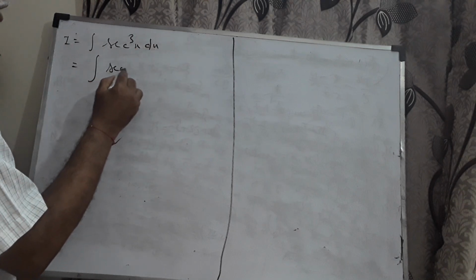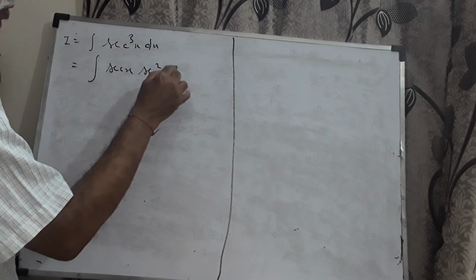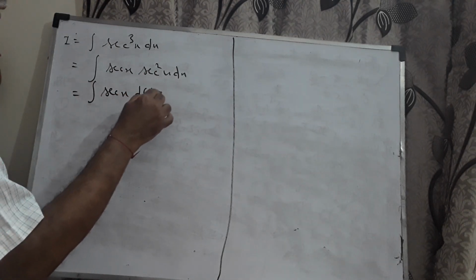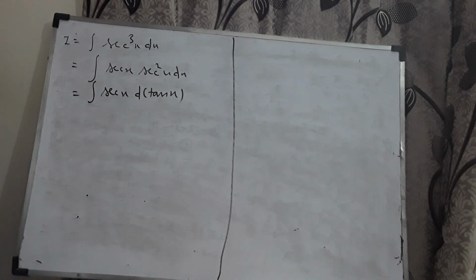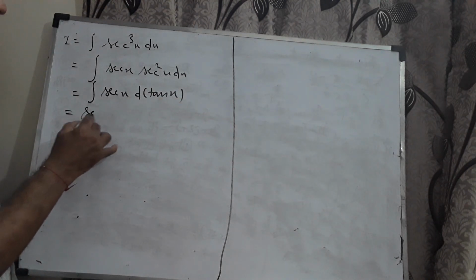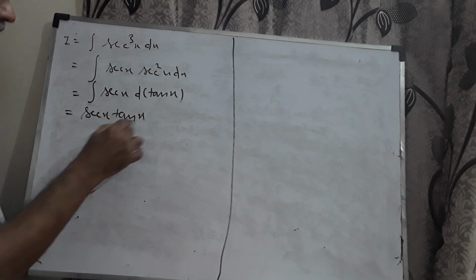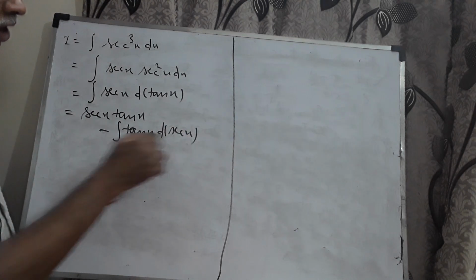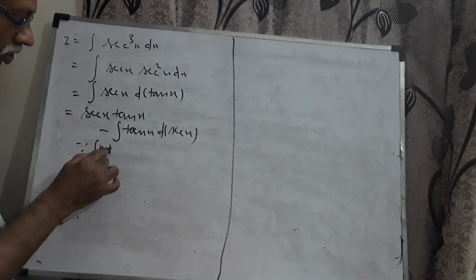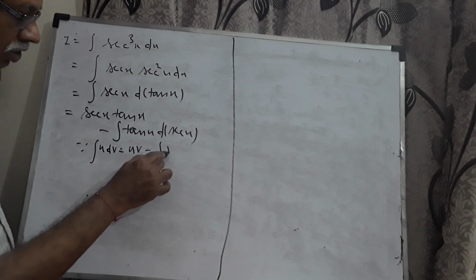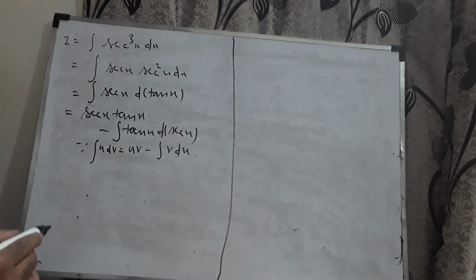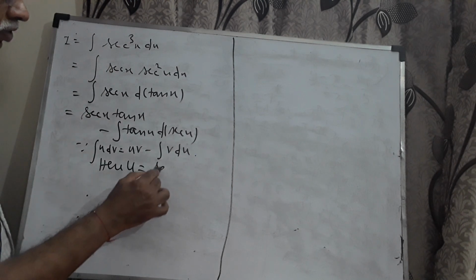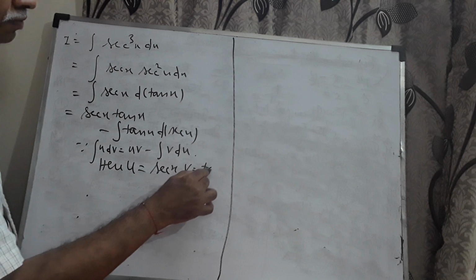What I will do here is write it as secant x and secant square x dx, which can be written as secant x into d of tan x, since the derivative of tan x is nothing but secant square x. This can be written as secant x tan x minus tan x into d of secant x. Let me write the formula behind this. Integral u dv is equal to uv minus integral v du. This rule is called integration by parts, and here instead of u I have secant x, and instead of v, I have tan x.